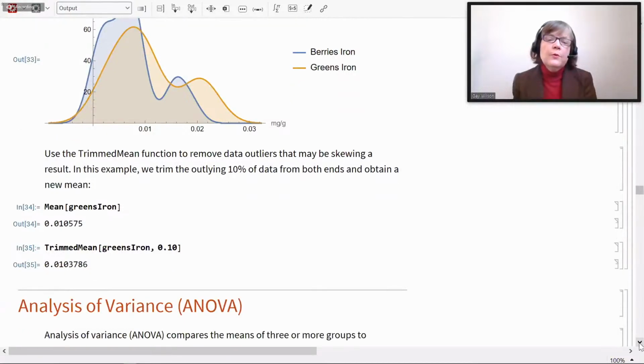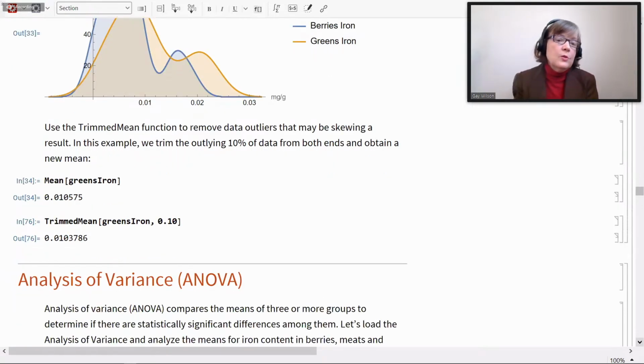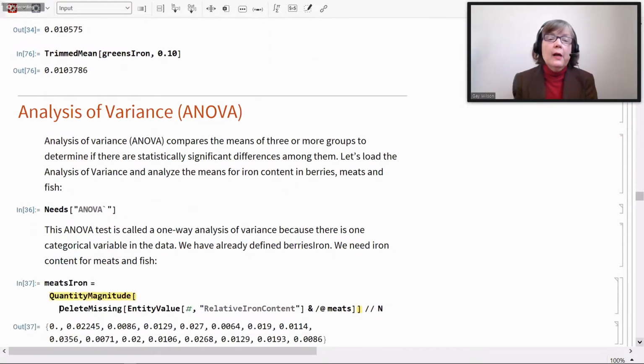This is a really handy feature. If you've got some troublesome data outliers that are skewing your data and messing with your evaluation, you can trim that mean. There's a very easy function here called TrimmedMean, and you can trim the outliers from both ends and decide what percentage you want to trim by. So here you can see I took the mean for green vegetable iron, and I've trimmed it by 10% on each side, and you can see my new mean there. So that's really handy if you've got those outliers you just want to go ahead and trim off before you do your analysis.